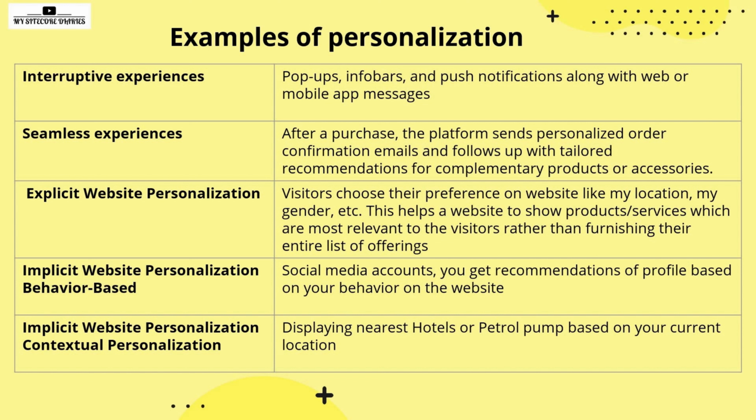What is a seamless experience? After a purchase, the platform sends a personalized order confirmation email and follows up with a tailored recommendation for a complimentary product or accessory. So you buy some product from the website, like you buy the laptop, or a mobile. Okay, you buy a mobile, and then with that order, you will get a confirmation email, and in that confirmation email, it will recommend you to buy the accessories needed for that mobile. Okay, so that is a seamless experience kind of personalization.